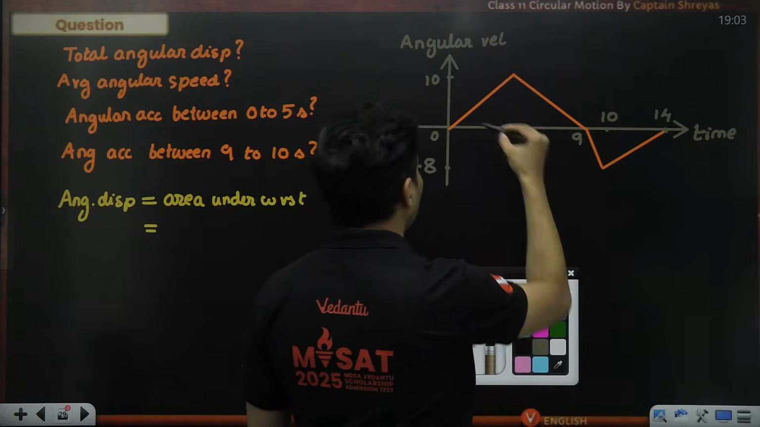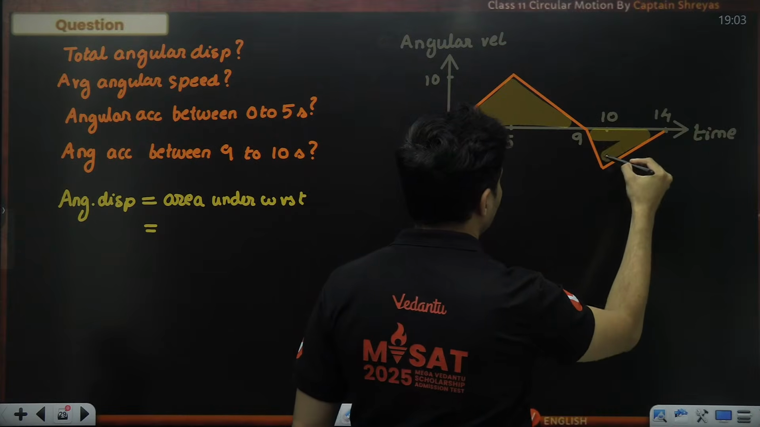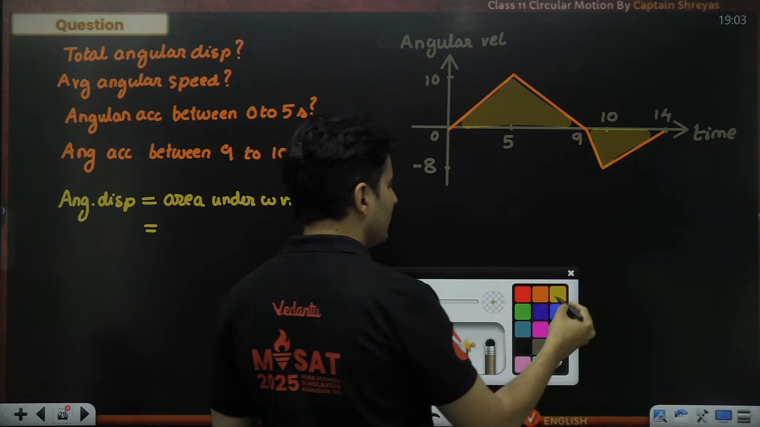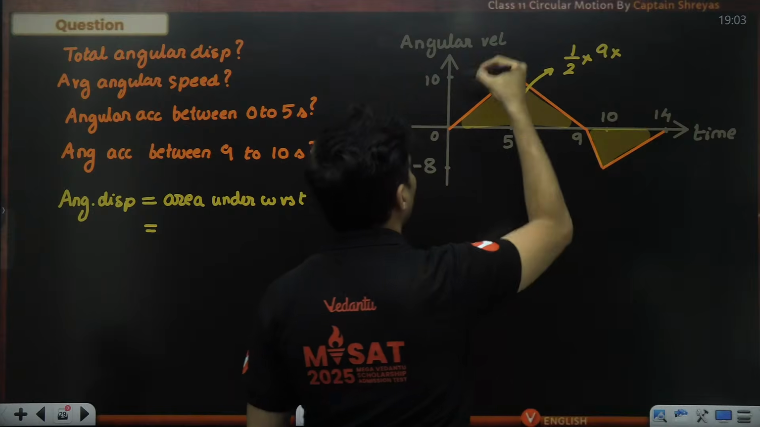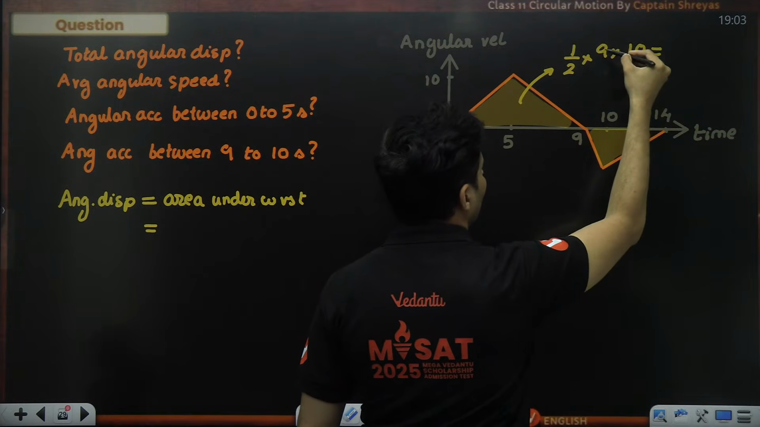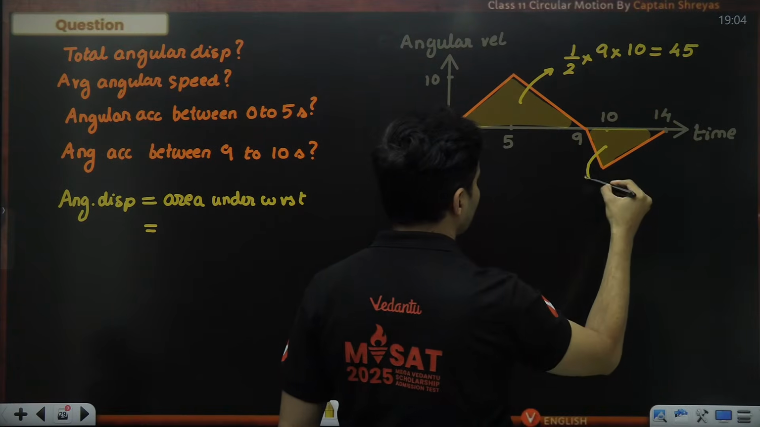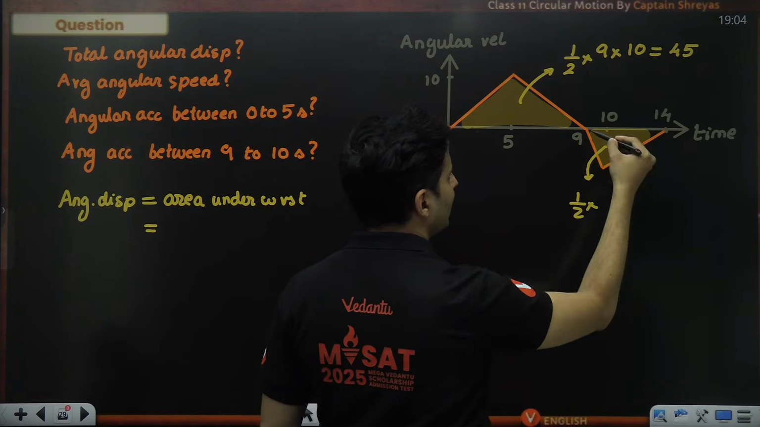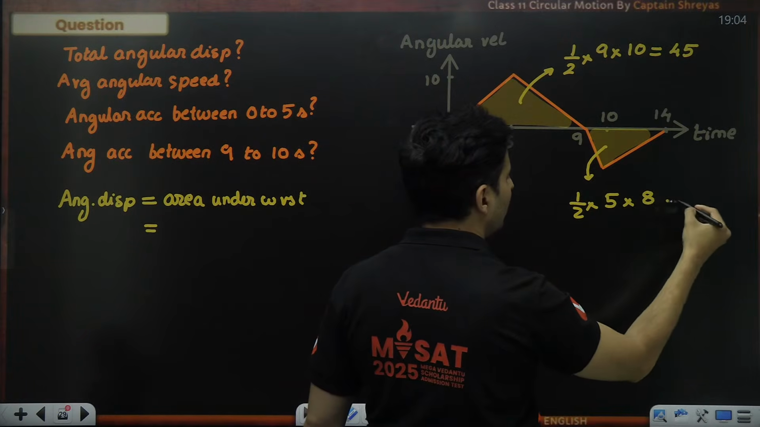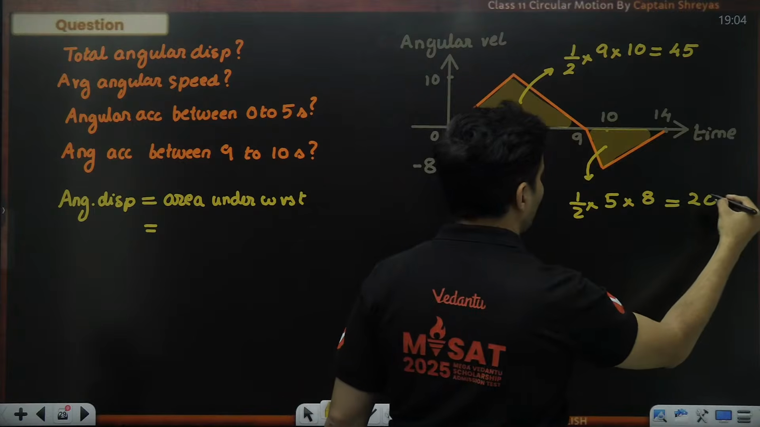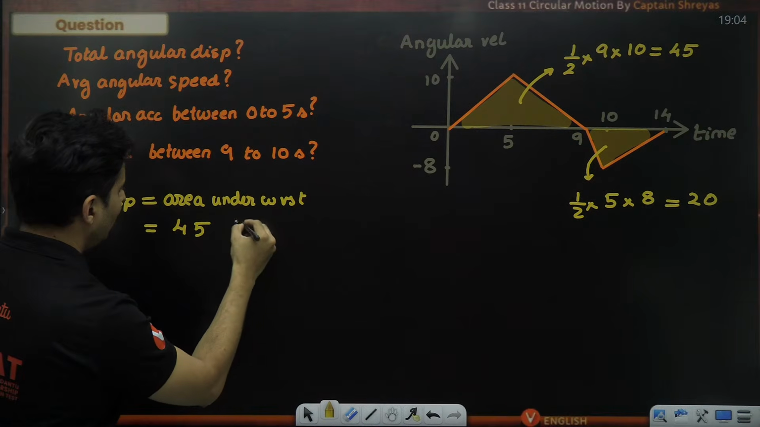So first of all, if you see this particular thing and then this particular thing, what are those areas? This is a triangle, so half into the base, which is 9, multiplied by the height, which is 10. So 9 by 2 is 4.5. So 4.5 into 10 is 45. So this will be 45. This will be again half into base. Base is 9 to 14, which is 5, multiplied by the height, which is basically 8. 8 by 2 is 4. 4 5s are 20. So this is 20. So what is the area under that entire curve? You will say 45 and that 20 and you will add it.